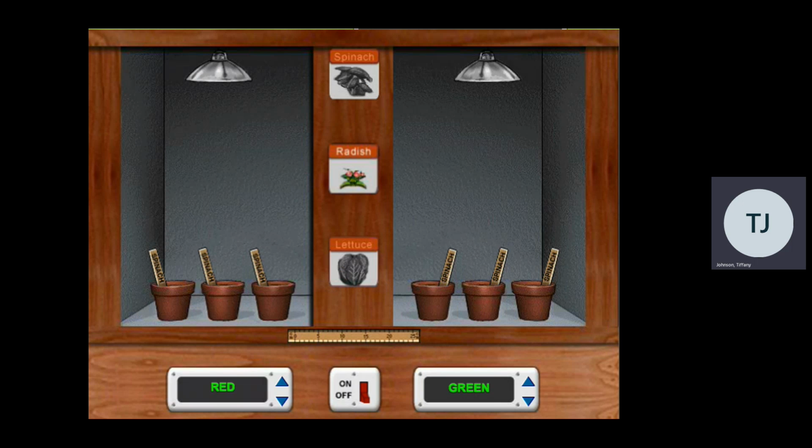So here's an experiment setup. And what you should notice is that, first of all, we're using the same types of plant. So spinach here, spinach here. We're going to have the same light source for both. So those are our constants. The only thing that we're going to change is that over here, we're going to use red light, and over here, we're going to use green light. Okay.